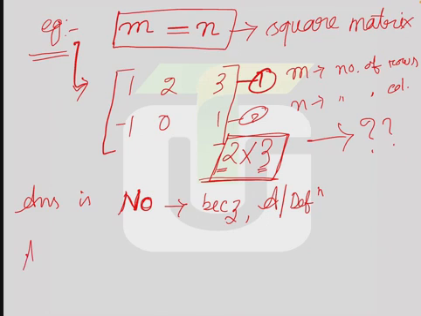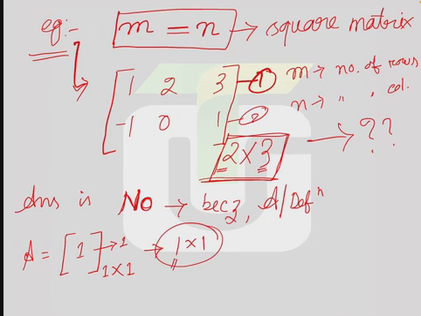Okay, so if we take one more example, that if A is equal to 1, right? Is it a square matrix? The order of this matrix is how much? This is 1, correct? So 1 by 1. The order of the matrix is 1 by 1 matrix, right? So here number of rows, m is equal to 1, and n is equal to 1. So therefore m is equal to n. So this is a square matrix, correct?